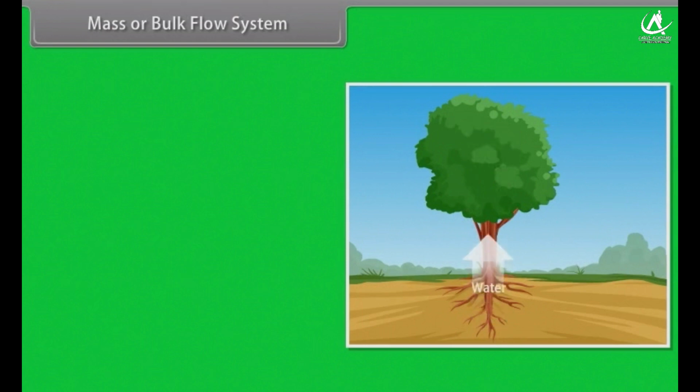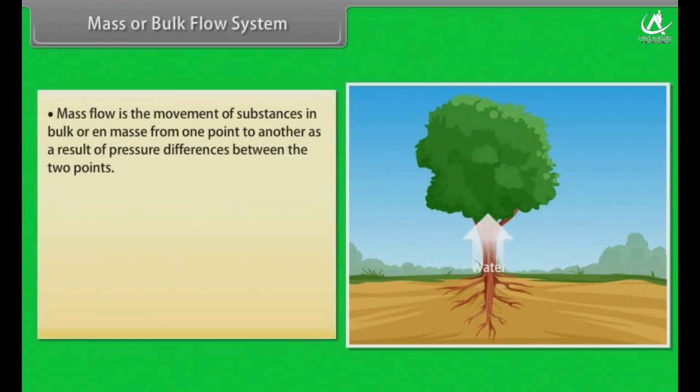Mass or bulk flow system. In long trees, special long-distance transport systems become necessary so as to move substances across long distances and at a much faster rate. Water, minerals, and food are generally moved by a mass or bulk flow system. Mass flow is the movement of substances in bulk or en masse from one point to another as a result of pressure differences between the two points.